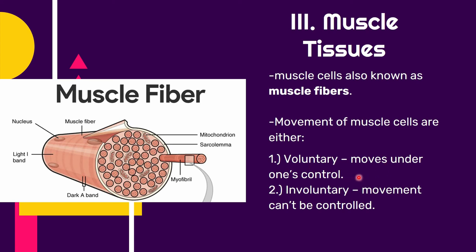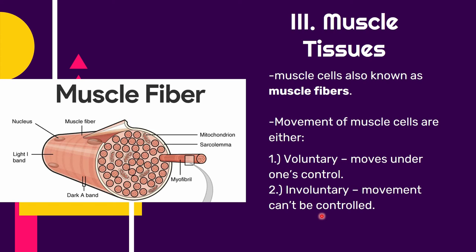Okay? So for example, if I want to flex my hands, I can flex them because it is under your conscious control. But when we say involuntary, this movement cannot be controlled. For example, our heart is an example of a muscle that moves involuntarily. Even if I think, heart, please stop beating, your heart will continue to beat until it is your fate or it is your time to die.